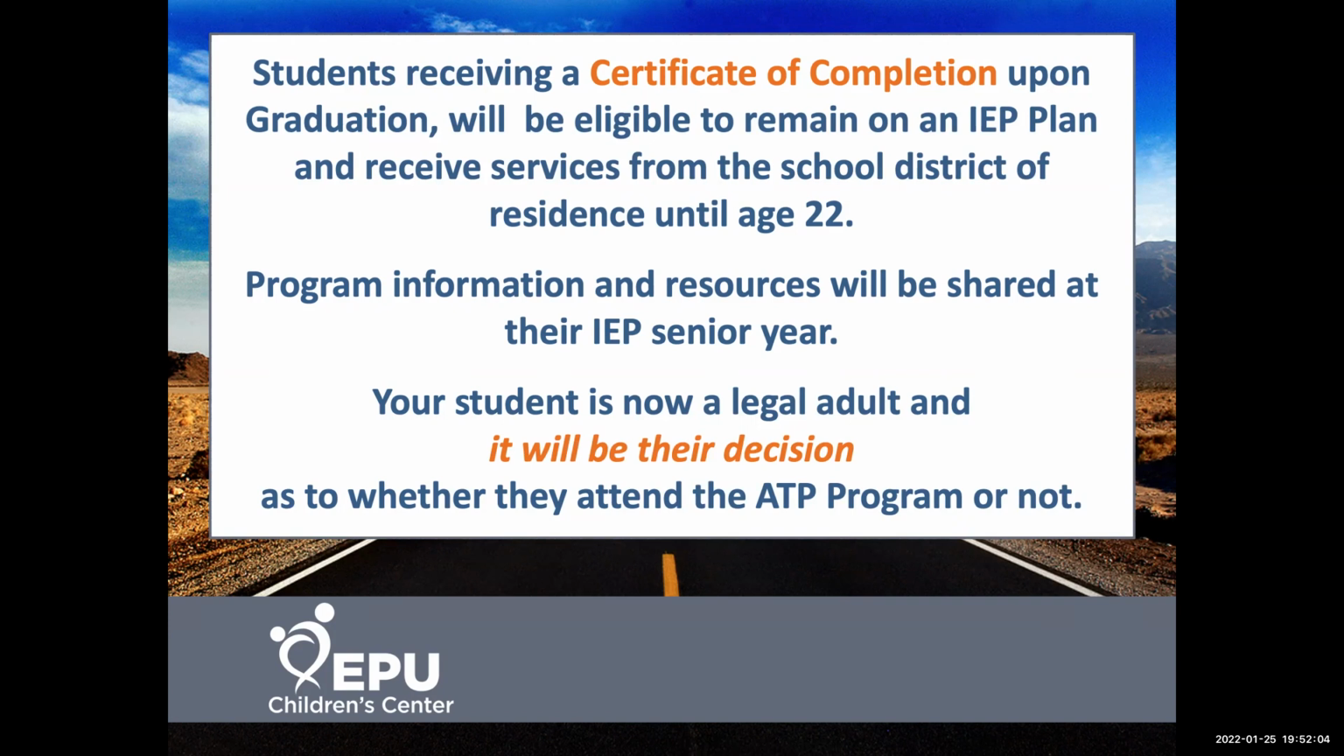But it is very important, again, and this is a hard one to swallow for a parent, your student's now a legal adult. So even though they're still in the school system, they still might have an IEP, they're 18. They can choose not to go. So it will be their decision as to whether or not they attend their program. And that, again, is very hard as a parent to think that our kids can make that choice, that they aren't going to do perhaps what's best for them, which might be to stay in this program, but it is their decision at 18.